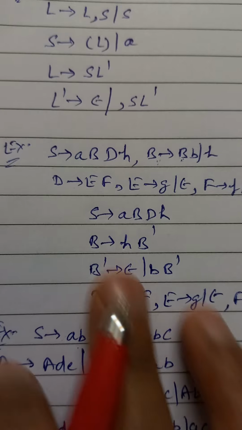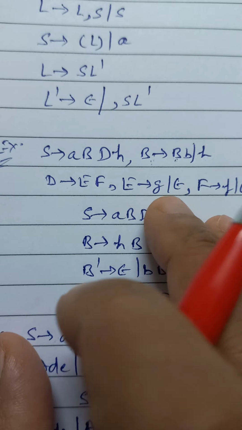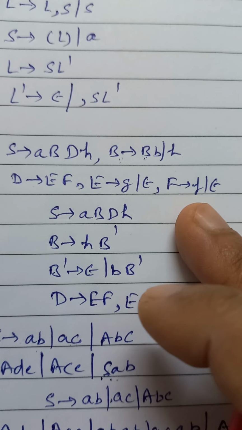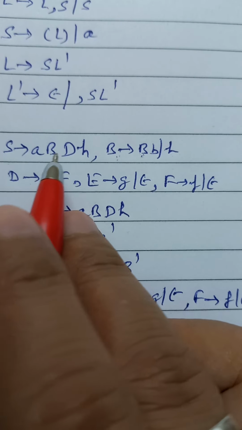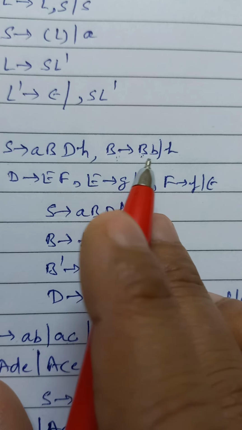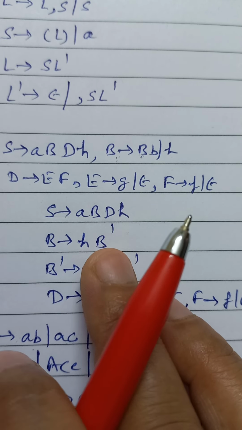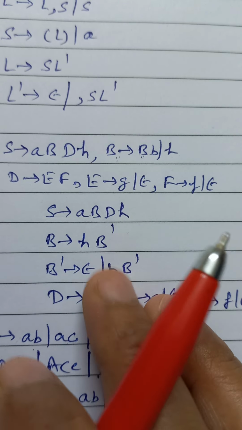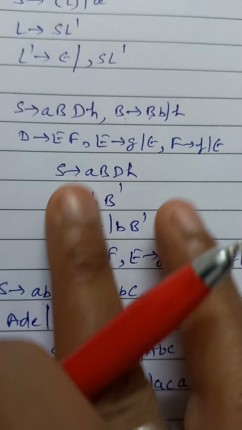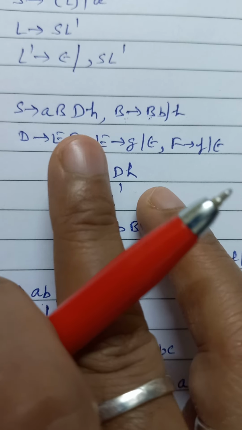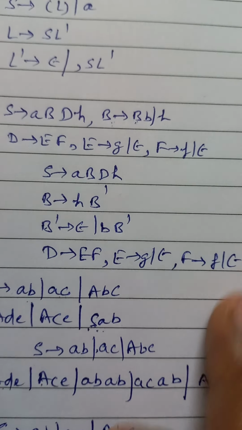Now move to the next example. Suppose we have this example: S tends to ABDH, B tends to BBH | ... , D tends to EF, E tends to G | epsilon, and F tends to F | epsilon. So how are we going to remove the left recursion? Because there is no left recursion in S, we can write it as it is, but in B left recursion is present. So we will write B tends to HB', and what will be the B' value? It can be epsilon if repetition is not required, or BB'. All these other productions will remain the same because there is no left recursion: D tends to EF, E tends to G | epsilon, and F tends to F | epsilon.